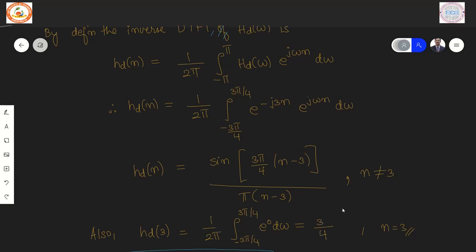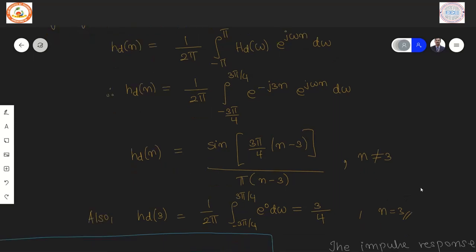So the answer is omega c by pi. Since we have 3 pi by 4, which is omega c, dividing by pi, the answer is 3 by 4. This is for n equals 3. So we have obtained all the points corresponding to hd of n.